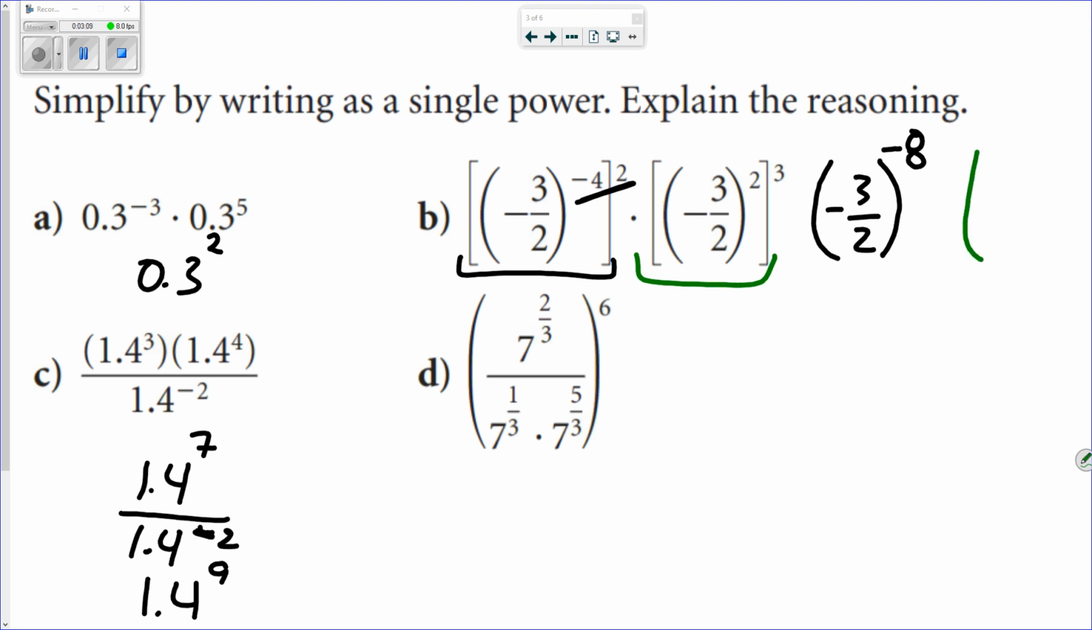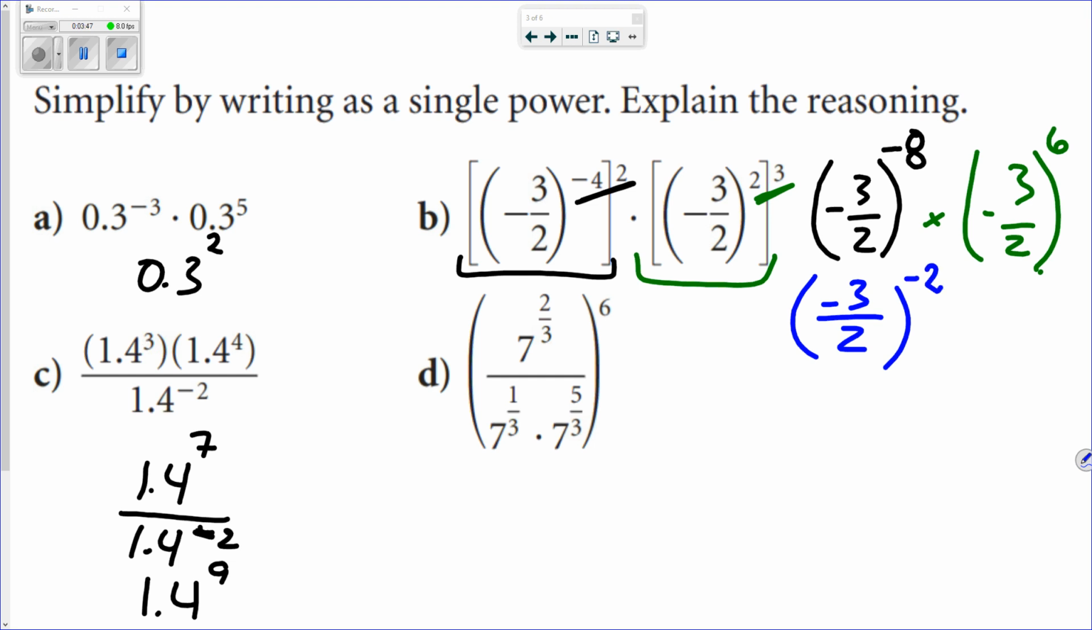Again, our base is -3/2. Again, we have a power to a power. So we're going to multiply those exponents. So 2 times 3 is 6. Now we have a multiplication. Right? We have that first term multiplied by the second term. So we're going to add our powers. So we end up with -3/2, that's our base, to the -2 power.